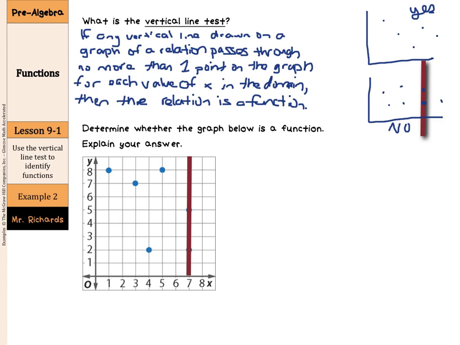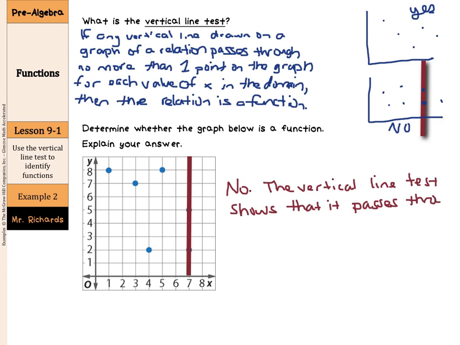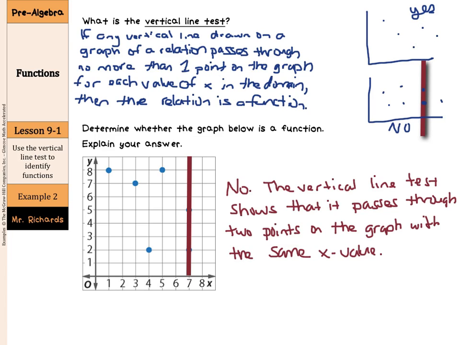So when we go to write our answer, we can write no, the vertical line test shows that it passes through 2 points on the graph with the same x value. And again, remember, you can only have one y per x.